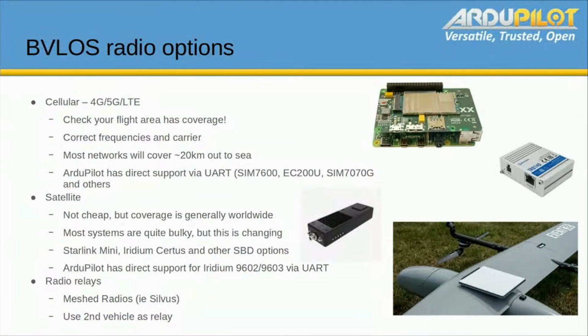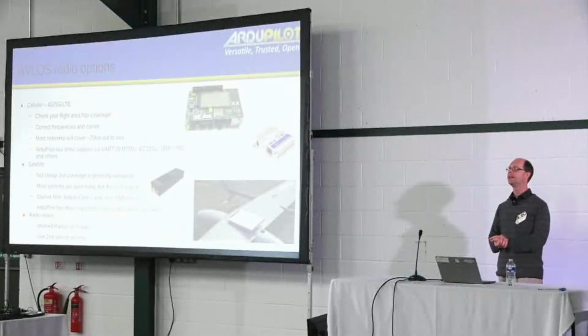Obviously, check that your flight area is covered by your cellular system to begin with. You'd be surprised: the sorts of remote areas that drones tend to fly in tend to be the sorts of areas that are not covered by the telcos. The telcos are really good at covering areas where people are. If you are flying your vehicle where the people are not, you may run into coverage issues.